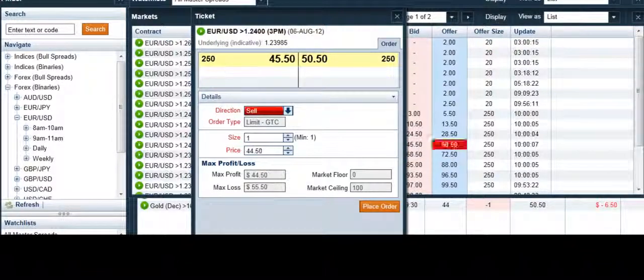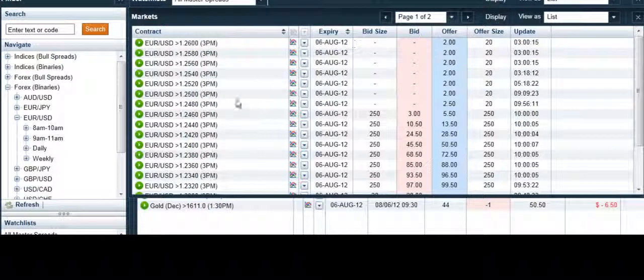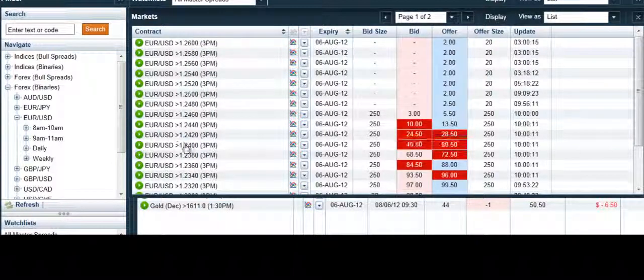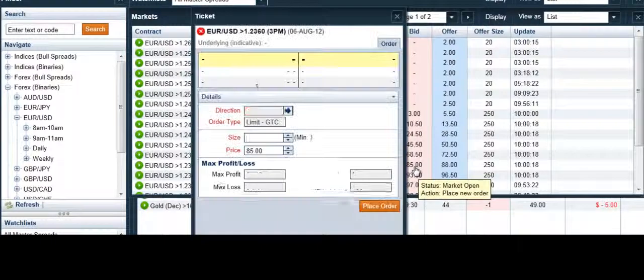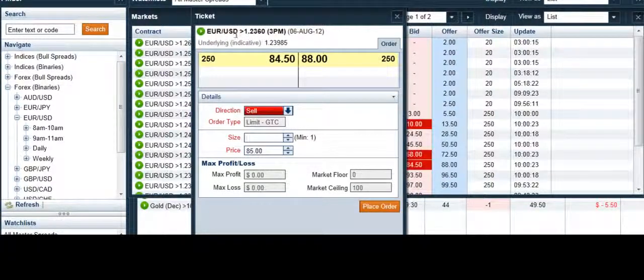So it's all depending on this, and that's why you see different prices for different contracts. For example, if I really thought the Euro US dollar is really going to drop significantly, I could trade a Euro US dollar greater than 123.60, and say I again want to short it or sell it. The market again is at 123.97-ish.